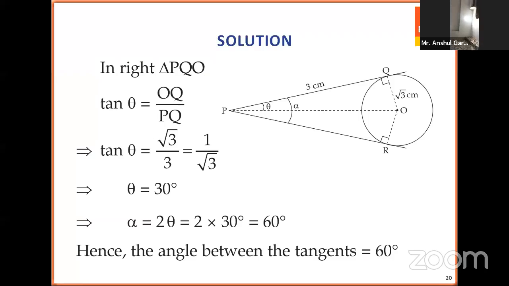So let us move to the solution, and so this is the diagram. Okay, so this is the complete angle, this is half angle, this is 3 centimeter, radius is √3. So this is a right angle triangle because tangents are perpendicular to the radius. So from this we have tan theta as √3/3. That means 1/√3. That means theta is 30. इसका मतलब theta 30 है. तो अल्फा कितना हुआ 60 डिग्री, right? So angle is 60 degree.